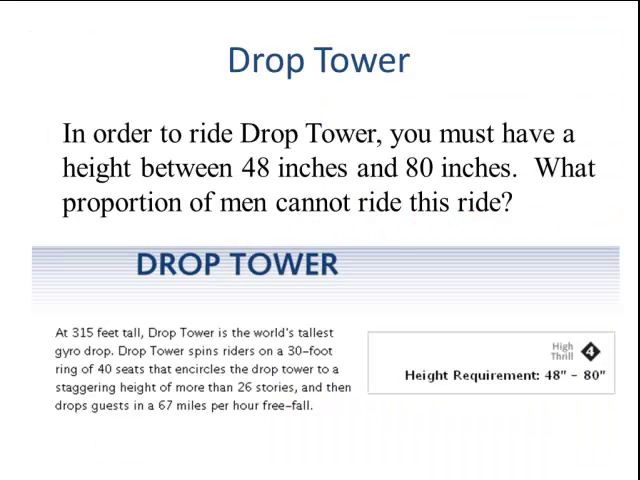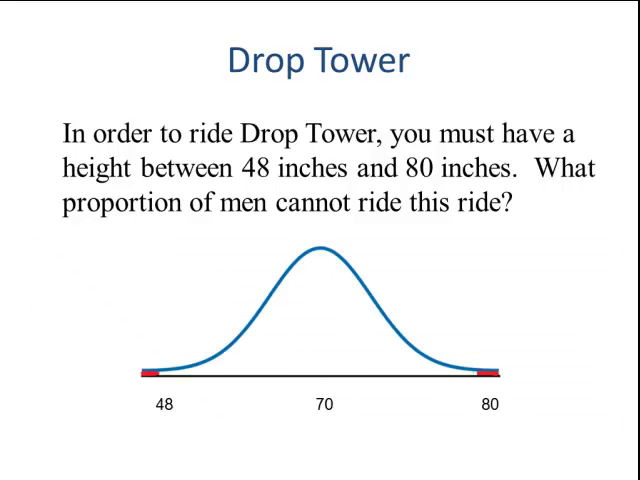Now, in order to ride Drop Tower, you have to have a height between 48 inches and 80 inches. What is the proportion of men that cannot ride this ride? First, draw a picture. We're talking about men, so that has a mean of 70. We want less than 48 and greater than 80 inches.